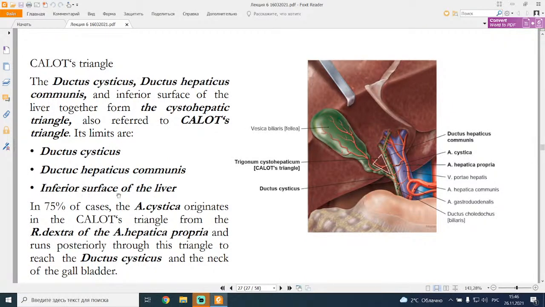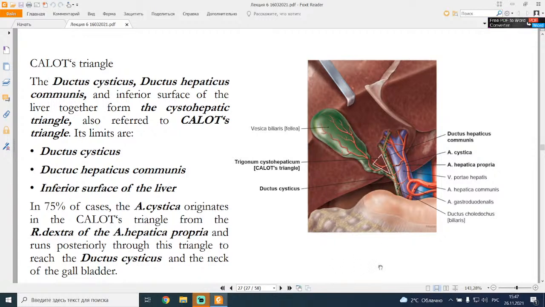Calot's triangle. You see the ductus cysticus, the ductus hepaticus communis, and the inferior surface of the liver, which together form the cystohepatic triangle, also referred to as Calot's triangle. Its limits are the ductus cysticus, the ductus hepaticus communis, and the inferior surface of the liver.